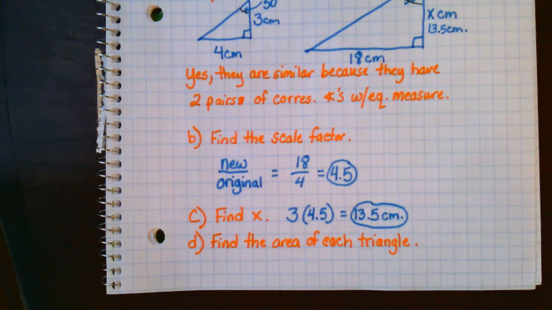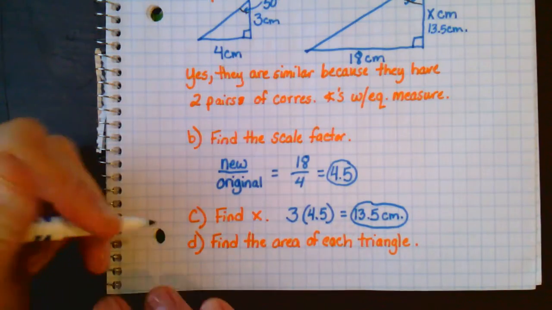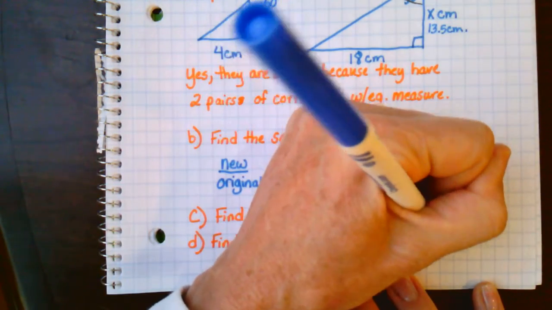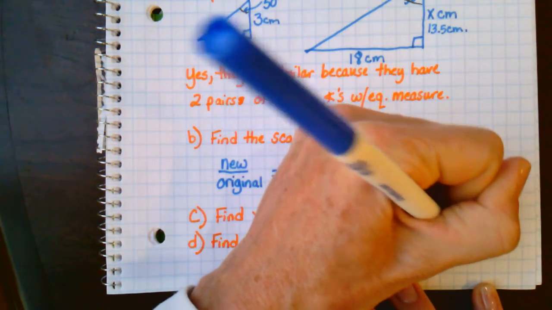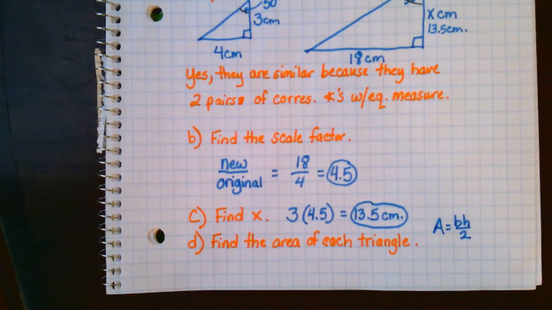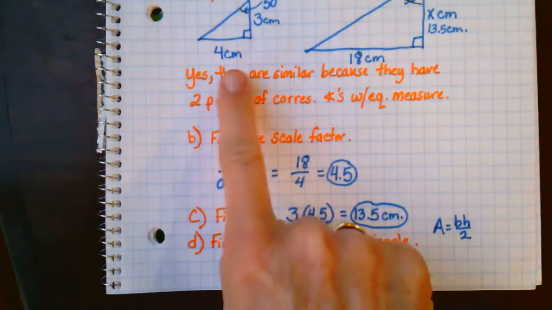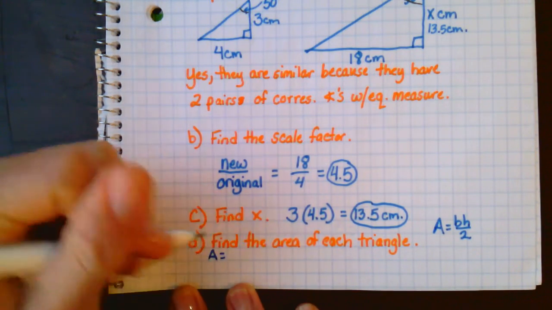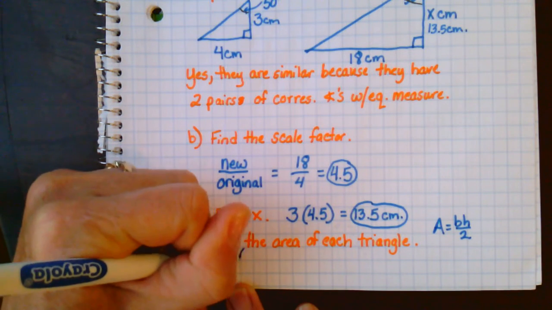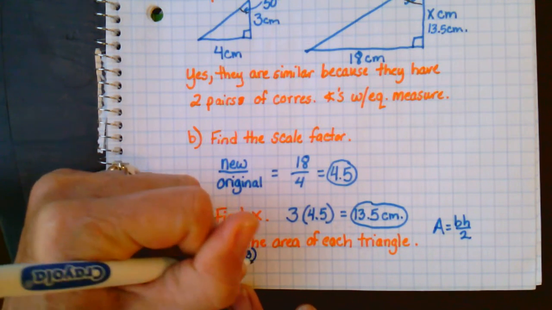Okay, we're on to part D, which is the last part of this problem. It asks us to find the area of each triangle. And I'm running out of room here, but we can squeeze it in. Recall that the formula for area of a triangle is equal to base times height divided by 2. So let's take our first triangle and find that area. The area of this triangle is going to be equal to 4 times 3 divided by 2.